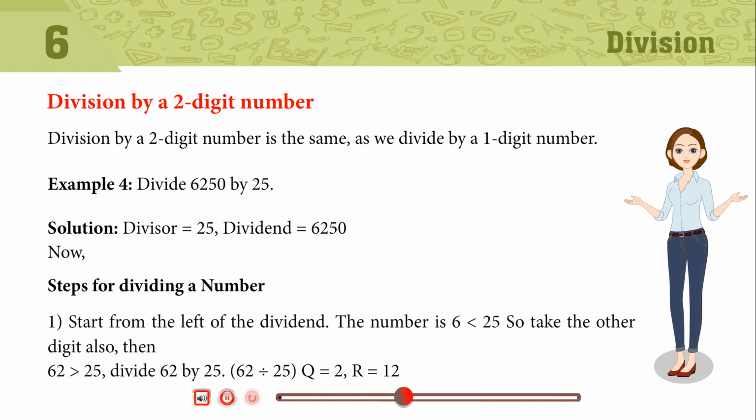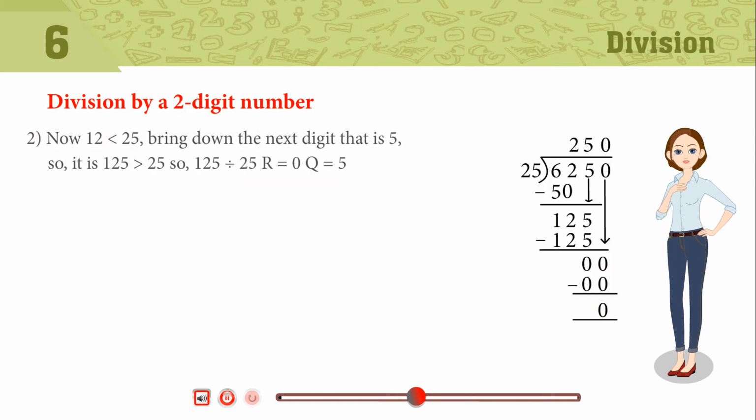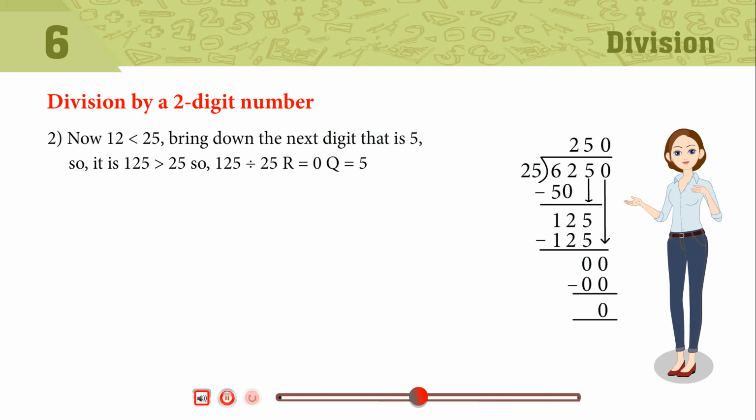Start from the left of the dividend. The number 6 is smaller than 25, so take the other digit also. Then, 62 is greater than 25. Divide 62 by 25, quotient is equal to 2, remainder is equal to 12. Now 12 is smaller than 25. Bring down the next digit, that is 5. So it is 125, greater than 25. So 125 divided by 25, remainder is equal to 0, quotient is equal to 5.